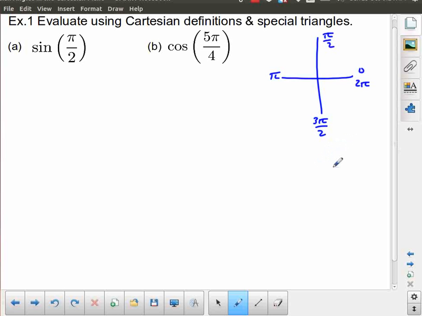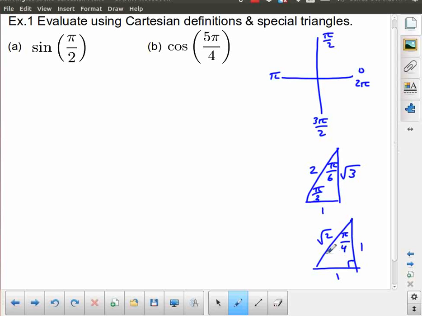Then special triangles. 1, 2, root 3, pi by 6, pi by 3. 1, 1, root 2, pi by 4, pi by 4. And it's very useful to just have these things memorized. You don't have to necessarily write them down every time, although I think that's a good idea too. So let's do part A here. We want the sine of pi by 2.